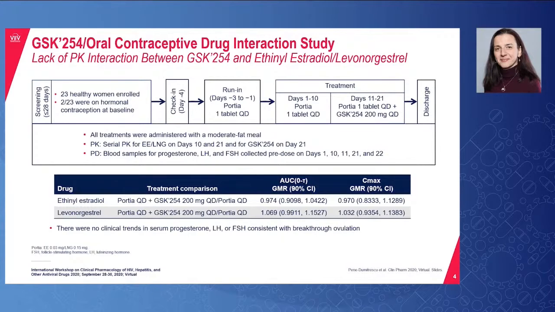At the bottom of the slide in the table, we show the key PK and PD results, which show that co-administration of GSK254 with Porsche in the presence of a moderate fat meal did not impact the steady-state exposure of ethinyl estradiol or levonorgestrel, as illustrated by a geometric mean ratio of AUC and Cmax of approximately 1 and a 90% confidence interval within 0.8 to 1.25. In addition, there were no clinical trends in serum progesterone, LH, or FSH consistent with breakthrough ovulation.